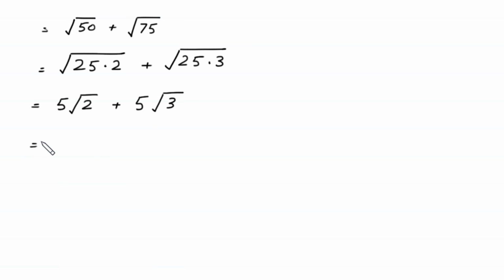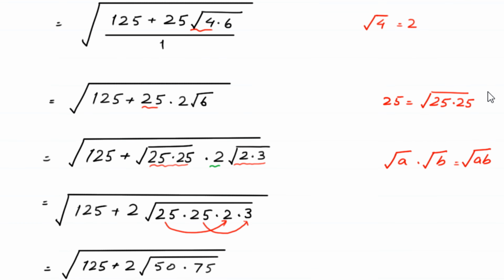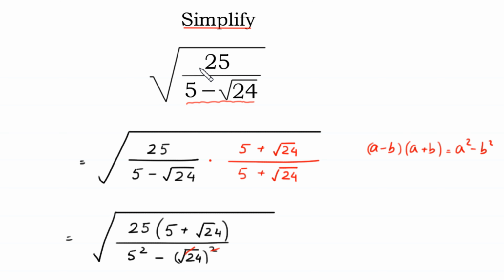Now from here we can factor out 5 as a common factor, and in the bracket is left square root of 2 plus square root of 3. This is the simplified form of this expression. This is the final answer. So this expression is equal to 5 times square root of 2 plus square root of 3.